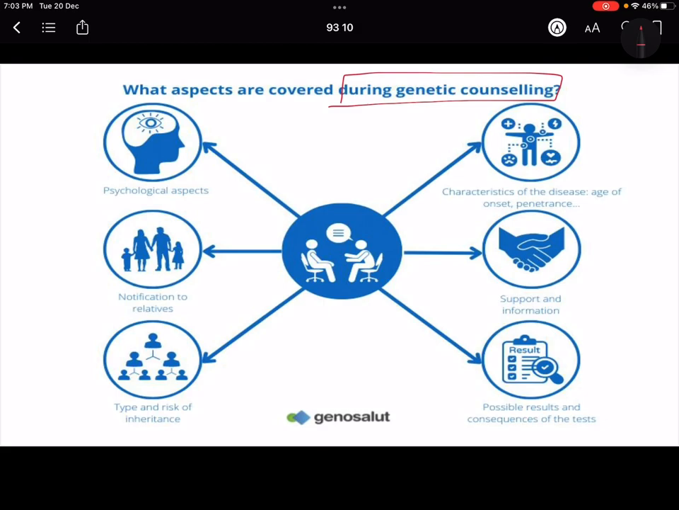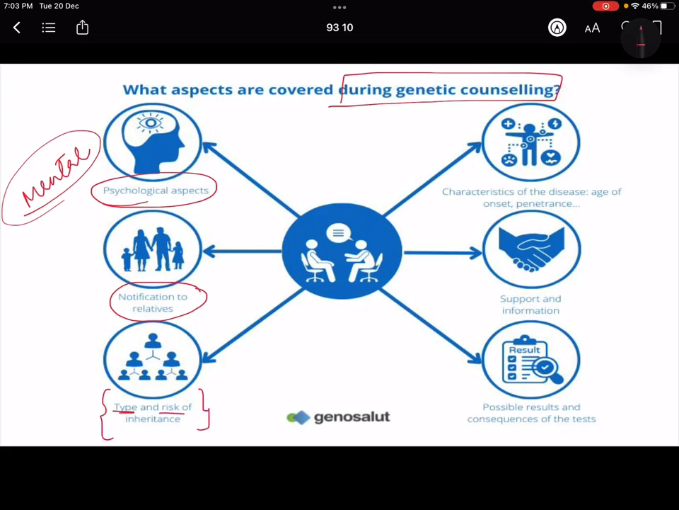So what do we talk about? There are psychological effects. That means, for example, if you have this child, you will have to be there for that child 24/7, and it might have a mental effect on you. So these are also important concerns. Then you inform your relatives also. Then genetic counseling also tells you the type and risk of inheritance.